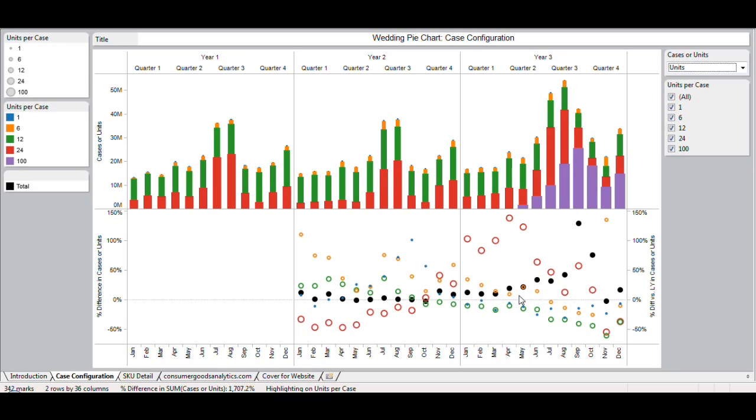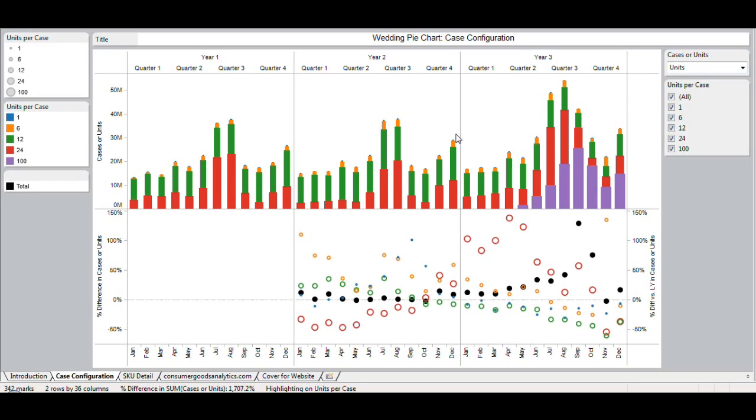If we also look at the percentage change versus the previous year, for the last few months we've also been above when we look at units versus cases. So if the profitability of that product is good, then we're in good shape. If the profitability of that product is not really good, then we need to take action to address it and maybe revert back to some of the lower pack configurations.